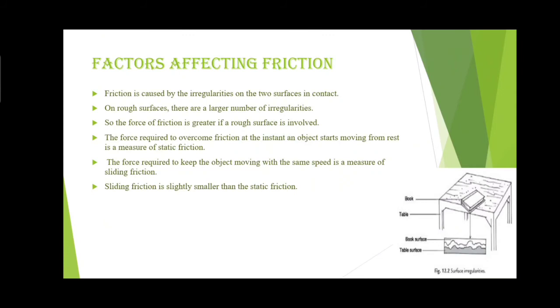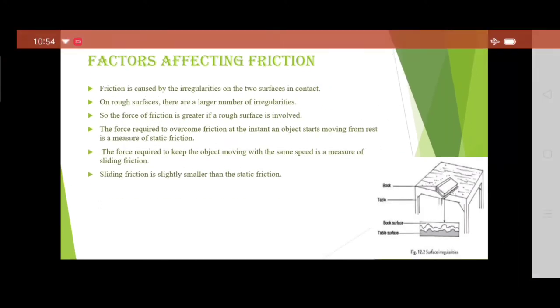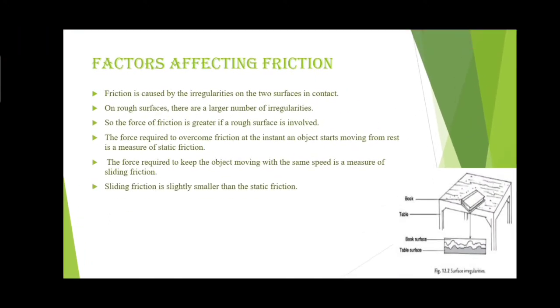So the force of friction is greater if the rough surface is involved, because in the rough surface there are larger irregularities. Then the force required to keep the object moving with the same speed is a measure of sliding friction. On a smooth sliding surface, if we apply a force, the object moves very fast. The sliding friction is slightly smaller than the static friction.